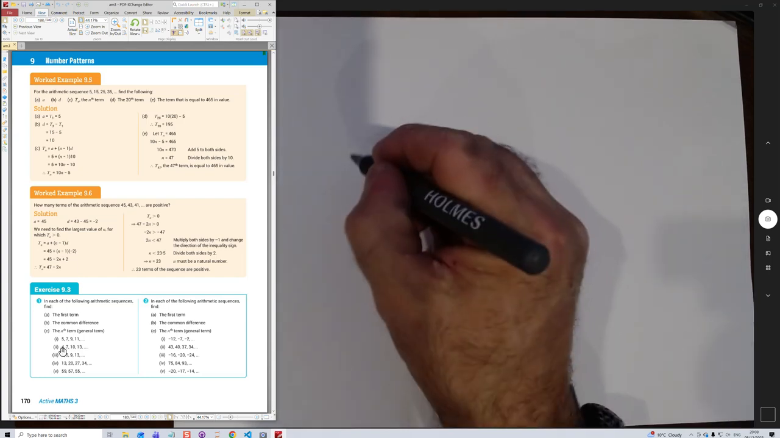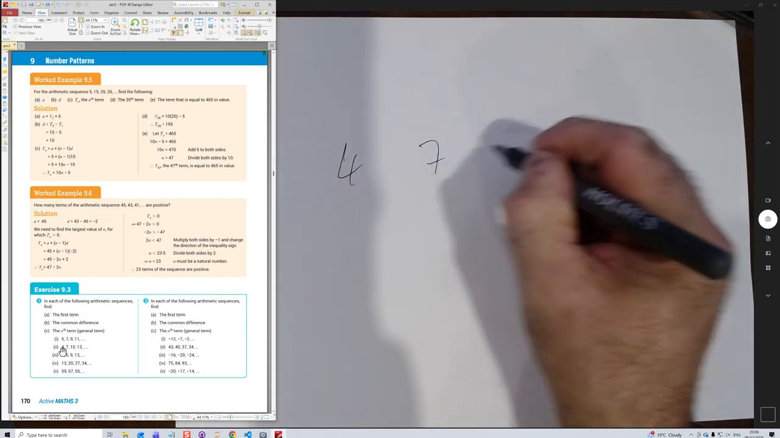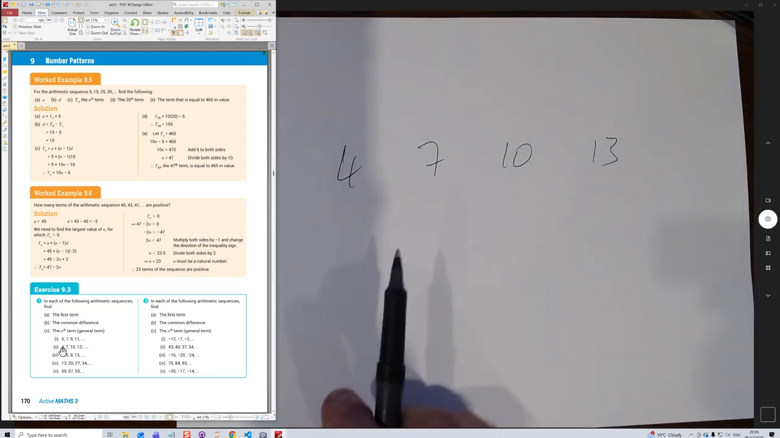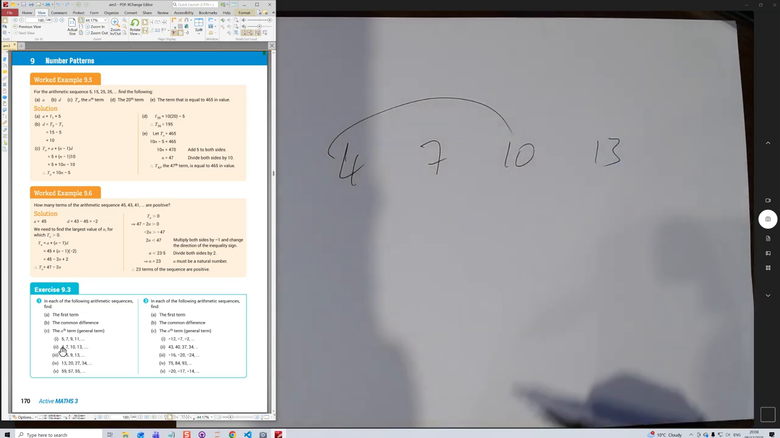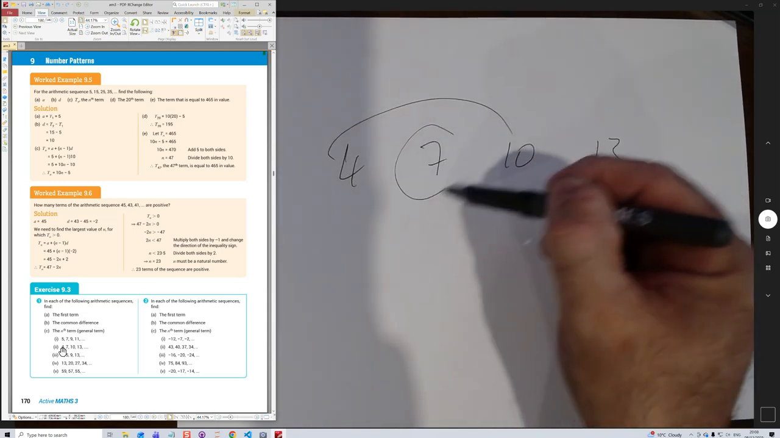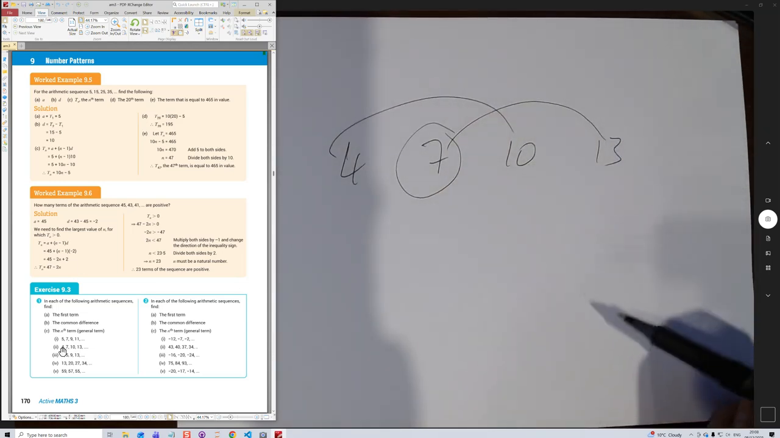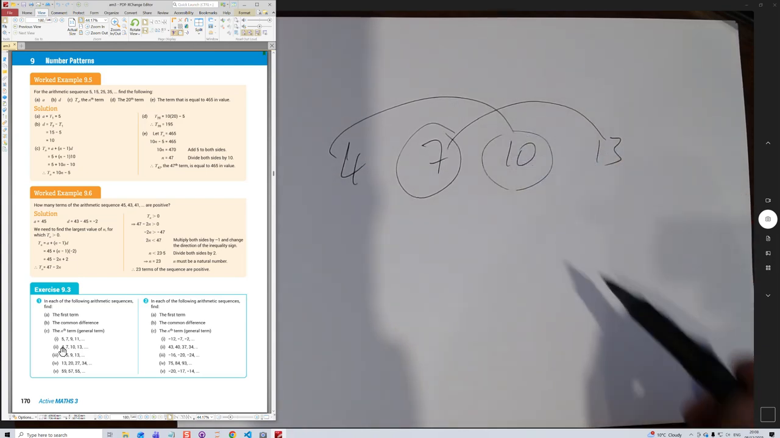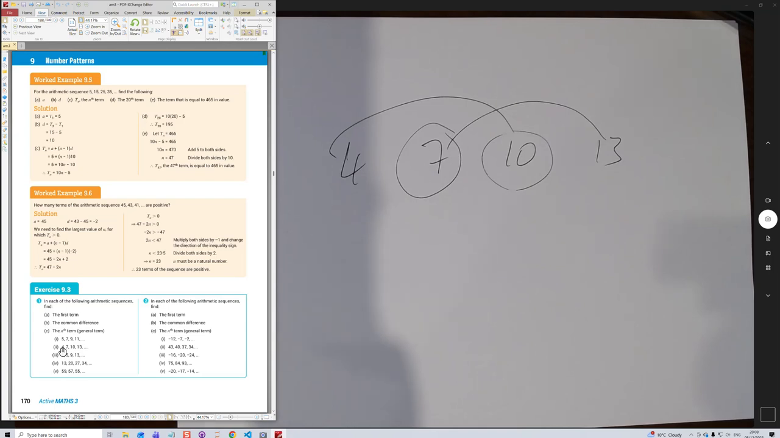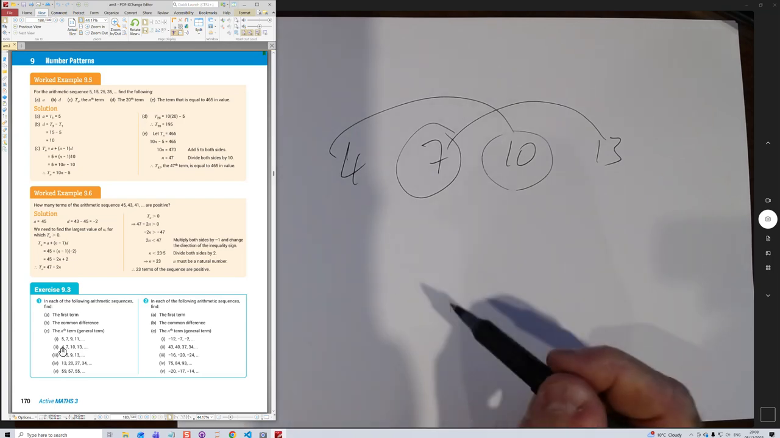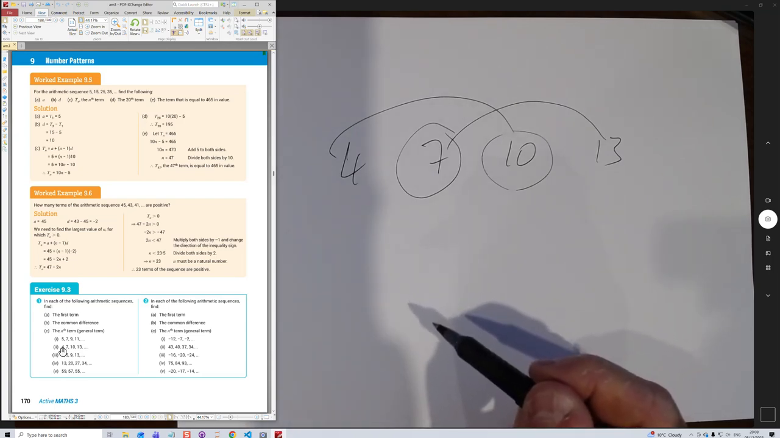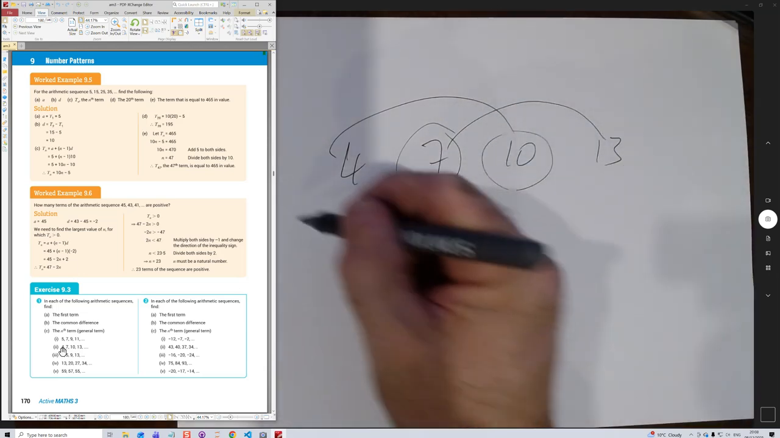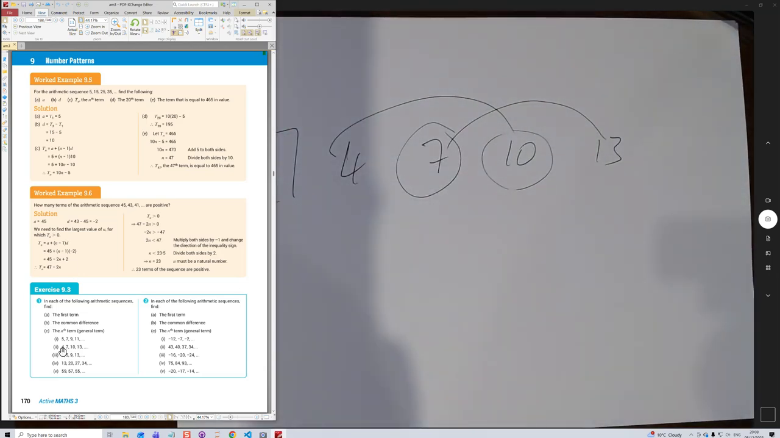Oh, something else I'm going to show you. So you see you've got your 4, 7, 10, 13. Watch this. What's 4 and 10? 14. What's half of that? 7. What's 7 and 13? 20. Half of that is 10. Okay, well, why is that handy? Because it will allow us another way of getting term naught.